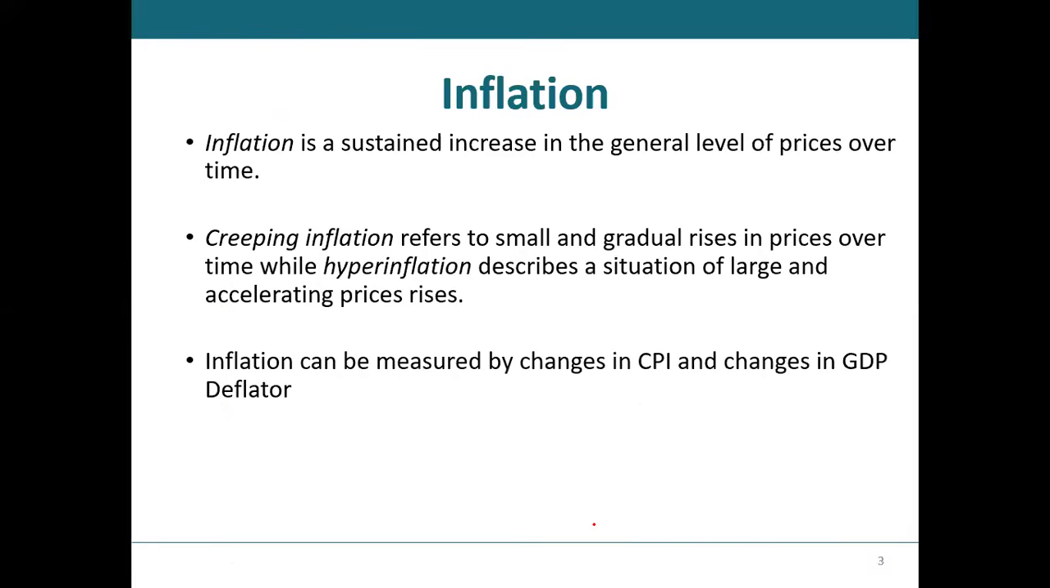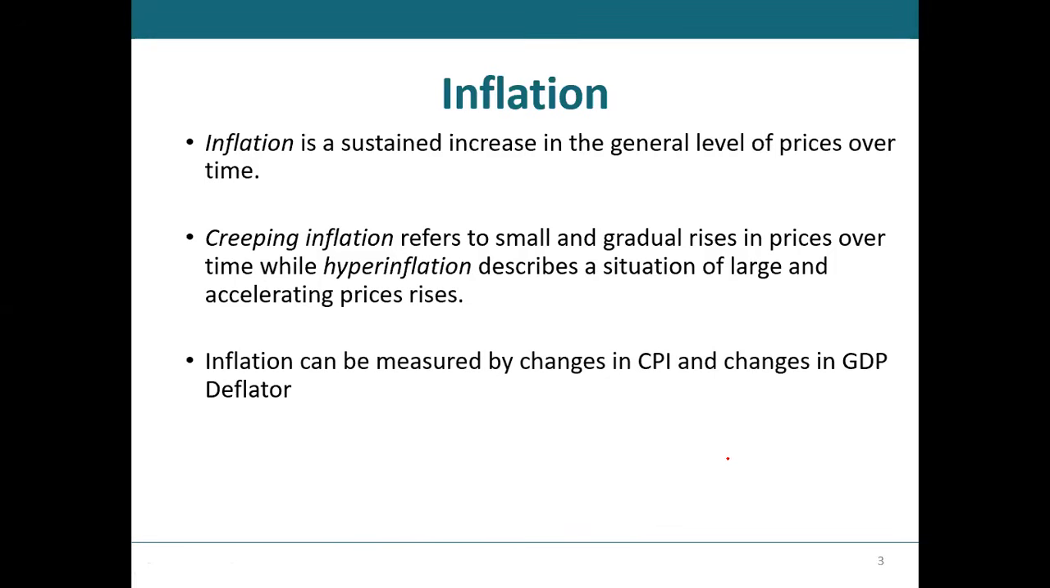So when we talk about inflation, what is inflation? Inflation is generally a sustained increase in the general level of prices over time, all right? So we can confidently say that inflation occurs when general price levels rise. When we talk about general price level, it means the price of everything. For instance, the price of goods and services, the price of labor, the price of capital, etc.